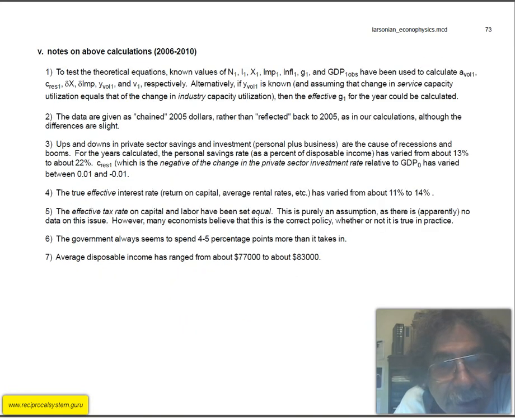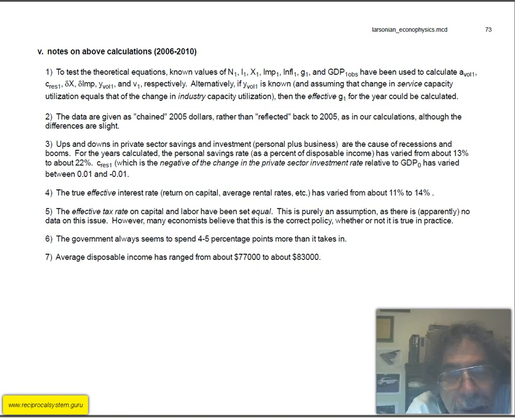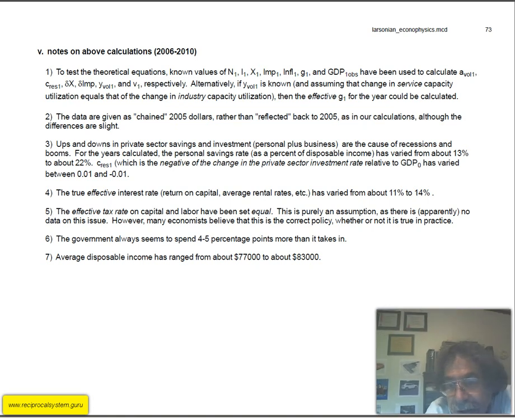And okay, now I have some notes on these. These are some basic conclusions from the runs I just did here. So to test theoretical equations, known values of n sub 1, that's the number of employees, I sub 1, that's investment amount, x sub 1, that's exports, imp is imports, inflation, G1, and GDP observed have been used to calculate A sub vol 1, C sub res 1, delta x, delta import, Y sub vol 1, and V sub 1 respectively.